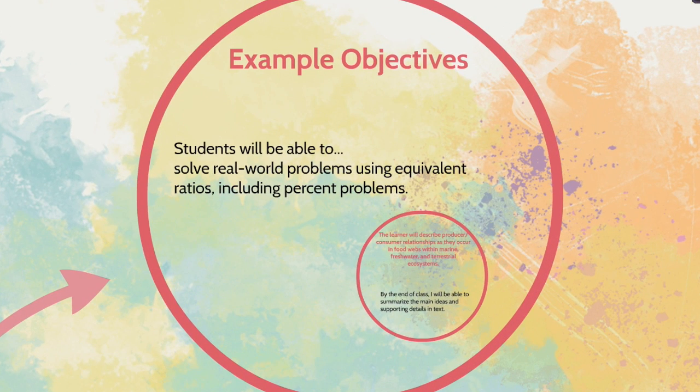Some example objectives. Also in your ARC, under your instructional outcomes, instructional goals, you do have some that you can use. You do have some statements you can use as an objective. So one example for maybe sixth grade math: students will be able to solve real world problems using equivalent ratios, including percent problems. So one thing you might want to do after communicating this to your kids is there might be some terms that you might have to go over with them to make sure they understand it, but you want it in the objective because that is essential vocabulary for them to know.